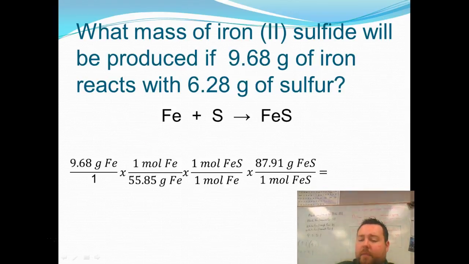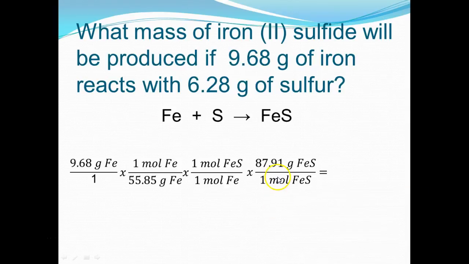That leads me to converting into grams of iron 2 sulfide. So that is 87.91 grams of iron 2 sulfide for every 1 mole of iron 2 sulfide, which gives me 15.2. If I go across, I take 9.68 divided by 55.85 times 1 divided by 1 times 1 divided by 1, and obviously you don't have to do all of that. I just want to make sure that you know these numbers don't just disappear, but mathematically they don't do anything for us. So we multiply by 87.91 and we get 15.2.